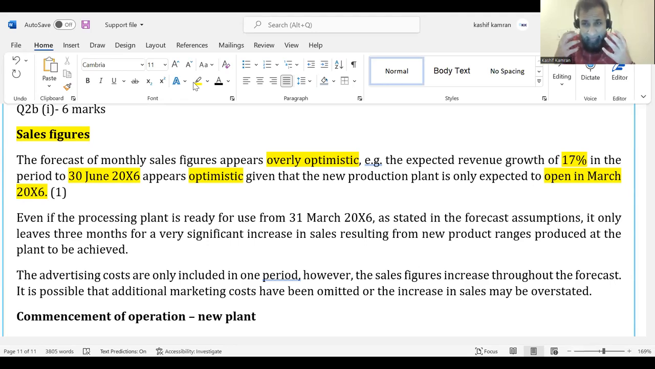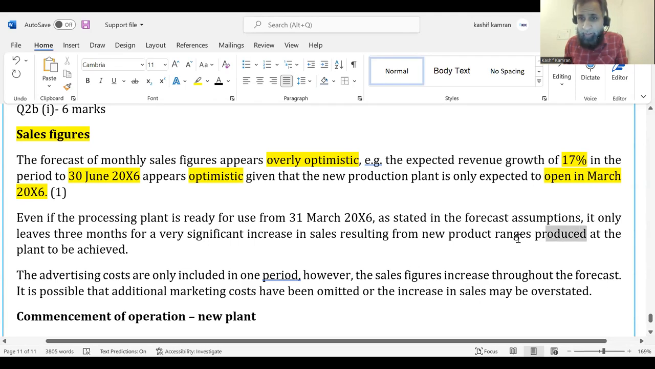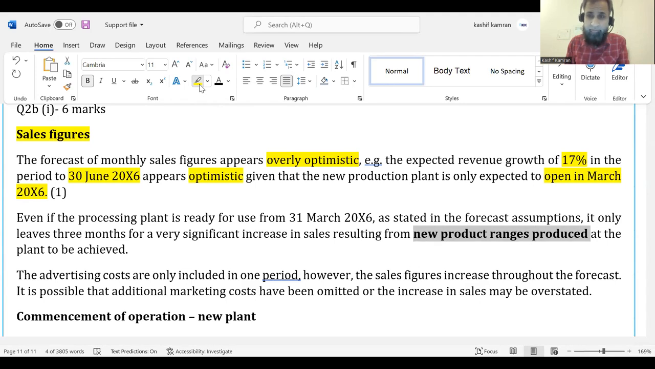Do you believe that in 3 months, 17% surge is realistic? So you are very critical of the management timelines given in the assumption. And what if the new product range produced are not liked by the customer? They dislike your products. What will then happen? You can make another evaluation on the liking of the product range, and you get 1 mark here.